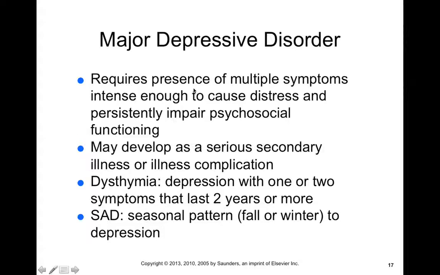Now, major depressive disorder is a totally different disorder here, and this requires the presence of multiple symptoms. And as it sounds, it is a depressive disorder. So it's enough to cause distress and persistently impair psychosocial functioning. It may develop as a serious secondary illness or complication, and some of the subcategories here include dysthymia and SAD. Dysthymia is depression with one or more symptoms that last 2 years. And SAD is seasonal affective disorder, which is a seasonal pattern of depression, typically with the fall and winter months.